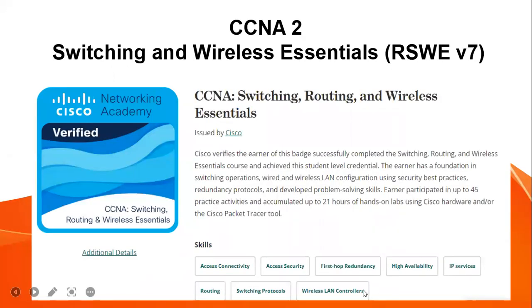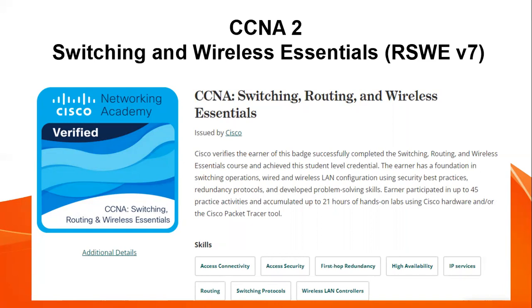Okay, so the question is, what is the routing, switching, and wireless essentials course about? At the end of your course, you're going to get this badge, right? So it verifies that you have successfully completed the switching, routing, and wireless essentials course. And you would have done the labs using any of the physical hardware in any of our offices, or if you run this class remotely, you could do that using the Cisco Packet Tracer, which mimics exactly what you're going to be having offline.